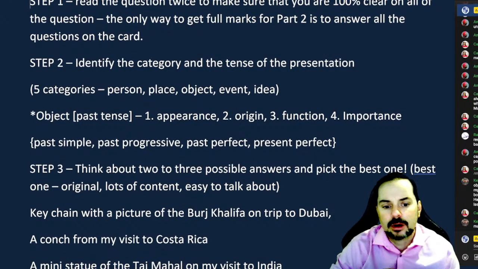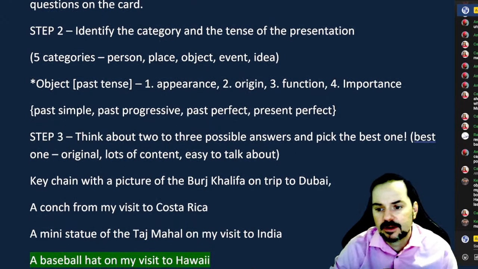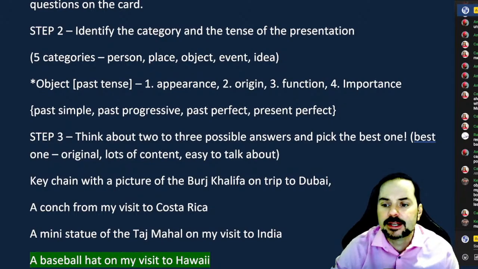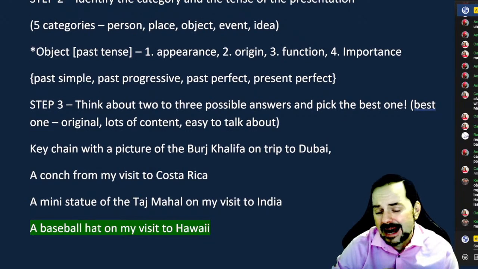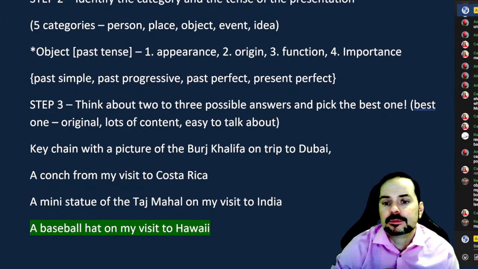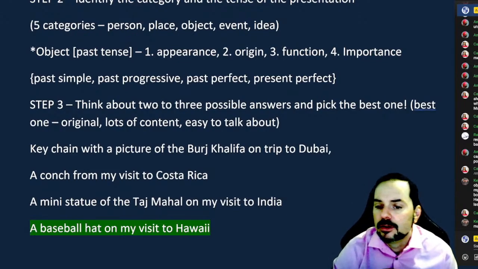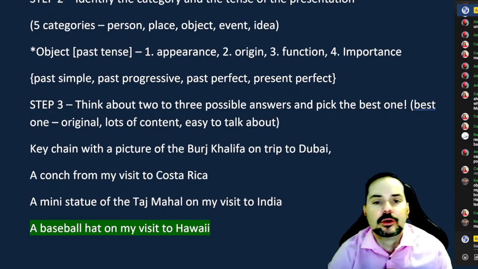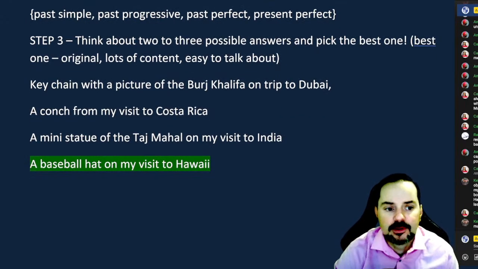I need to talk about its appearance, origin, function, and its importance. It's going to be in the past tense, so past perfect. All right. So what kind of objects? Well, I've got a keychain in the past. I've gotten socks. I got an umbrella one time in New York. And oh yeah, I got my baseball cap in Hawaii. All right, I'm gonna go with the baseball cap.